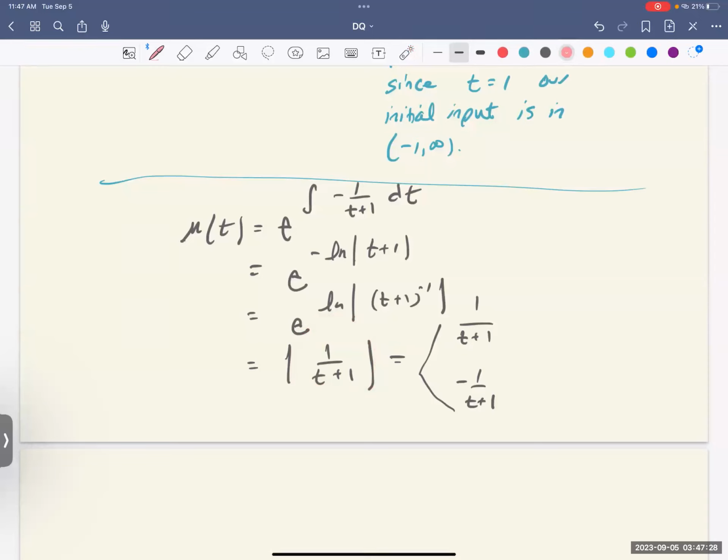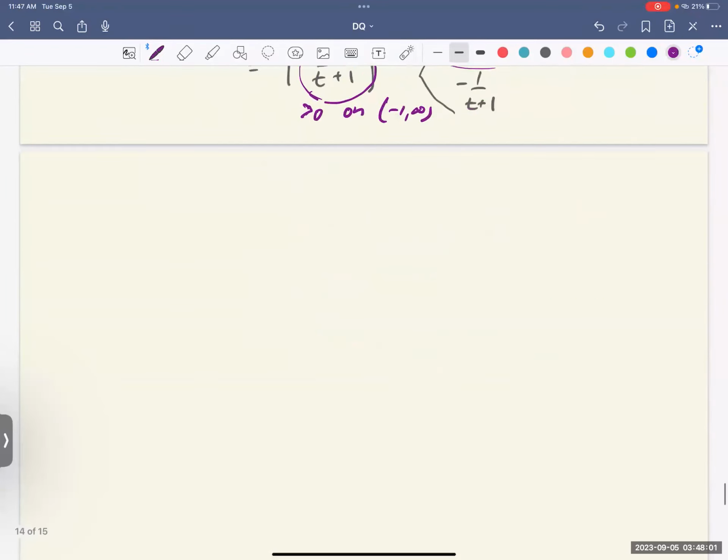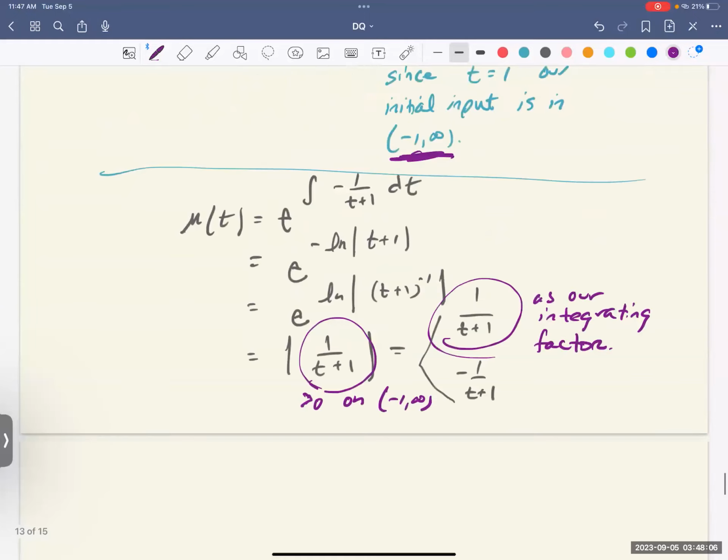Now, on our interval, negative 1 to infinity, this is positive. So we're going to go with this as our integrating factor. All right, so now we need to make our equation.